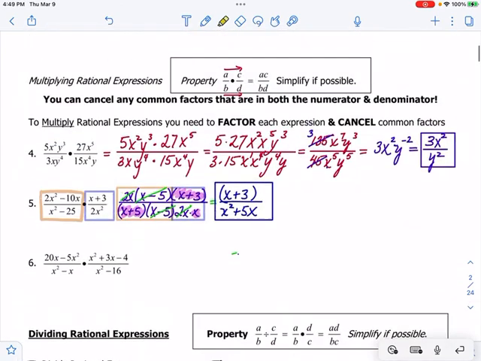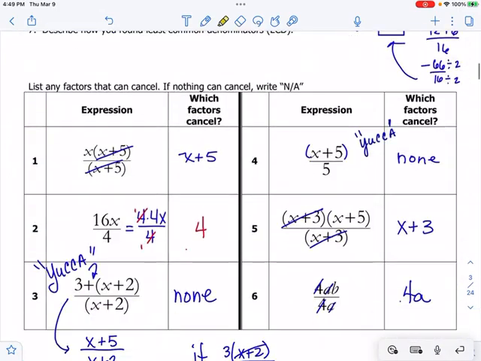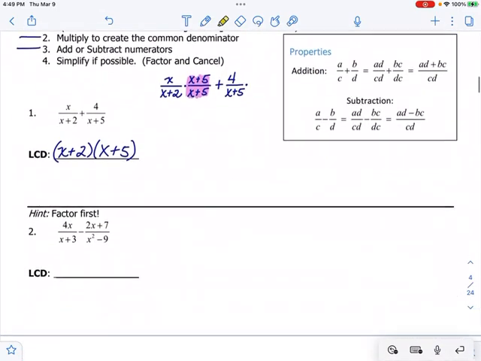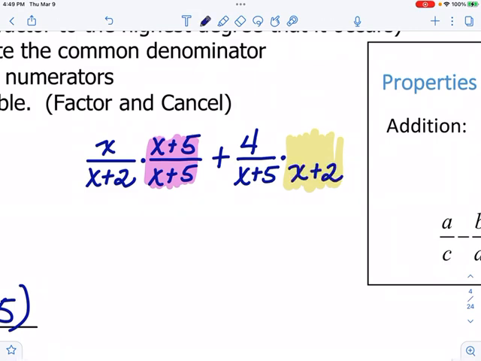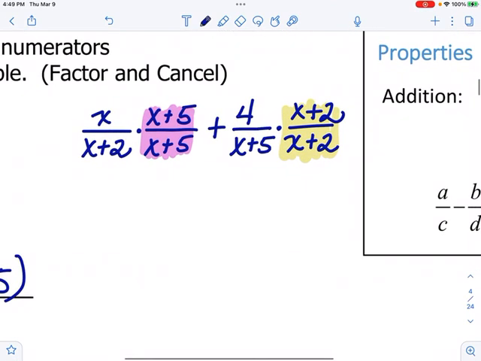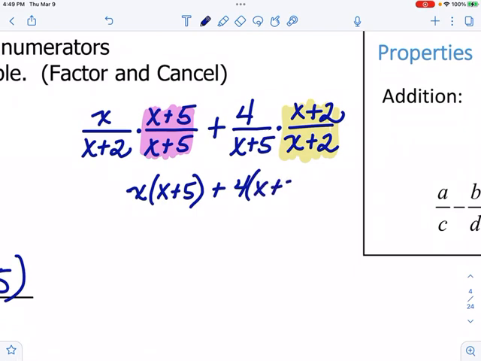So the second one, so here. I'm going to multiply the second one by a factor equal to 1, but I need the denominator to have that x plus 2. So I'm going to multiply by x plus 2 over x plus 2. And then I've got to bring these together. So it's x times x plus 5 plus 4 times x plus 2.